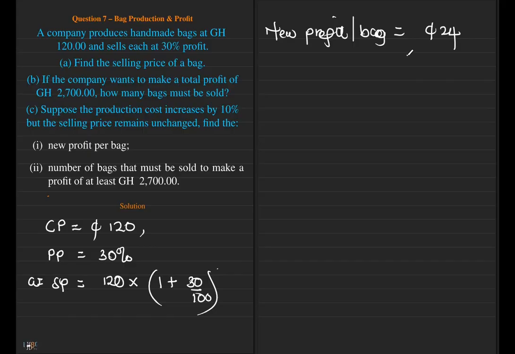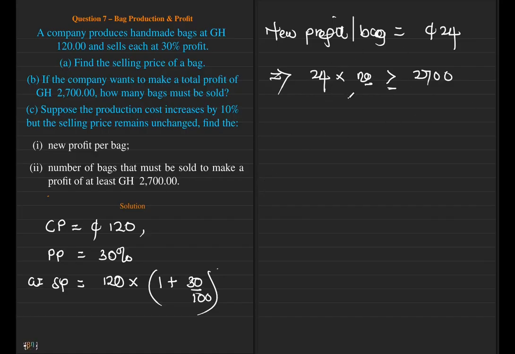So if a bag is 24 cedis, this statement here is an inequality and not an equation. So it says the number of bags that must be sold to make the profit at least 2,700. Let's let the number of bags be this. So it simply implies that 24 times the number of bags should be at least, which simply means it should be greater than or equal to 2,700. As I said earlier on, this is not only an equation but an inequality as well.